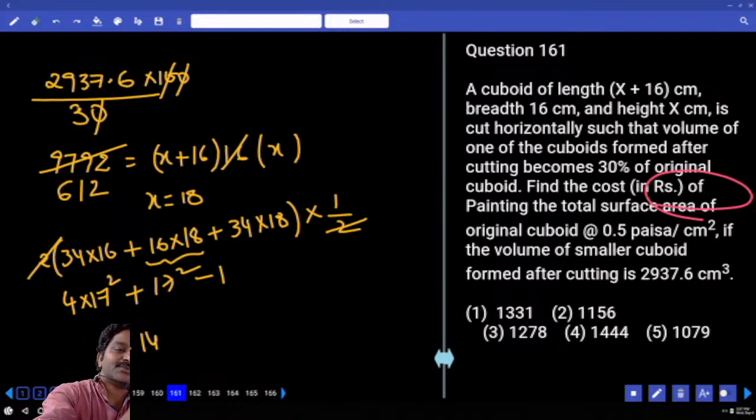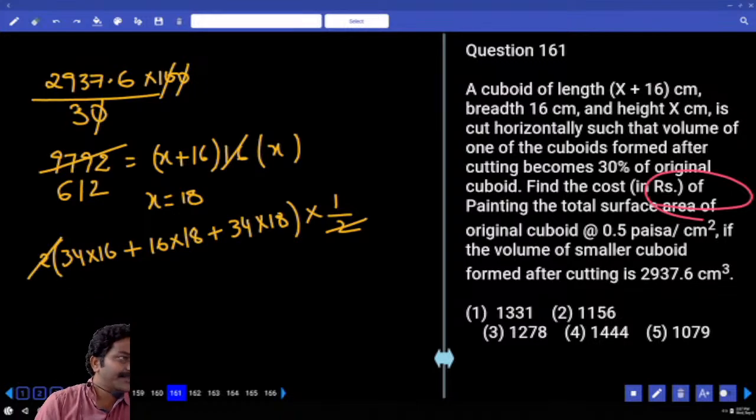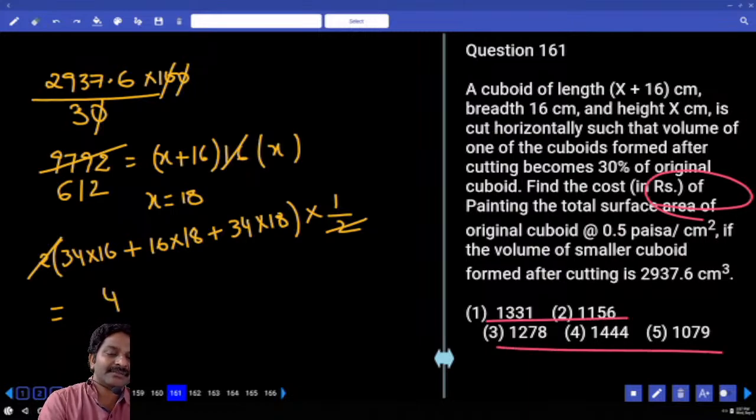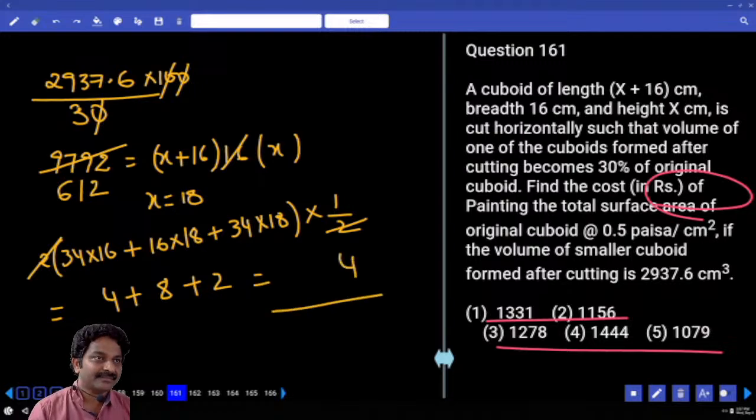Otherwise, instead of this, what you can simply do is, after writing this, when 2 gets cancelled, start writing last digits. When you look at options, all are ending with different numbers. 6 into 4 ends with, 6 into 8 ends with, 4 into 8 ends with, answer ends with. That's it.